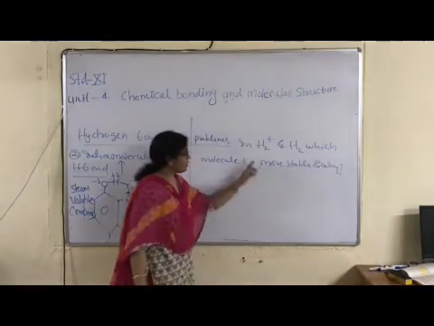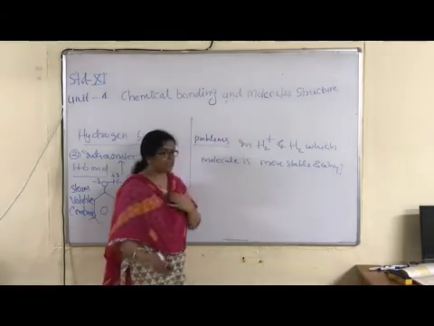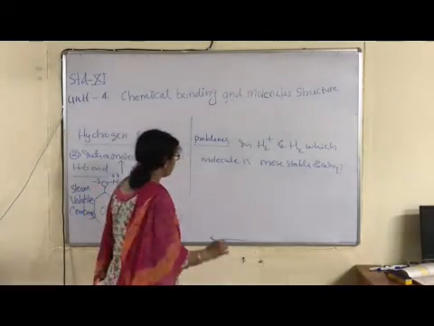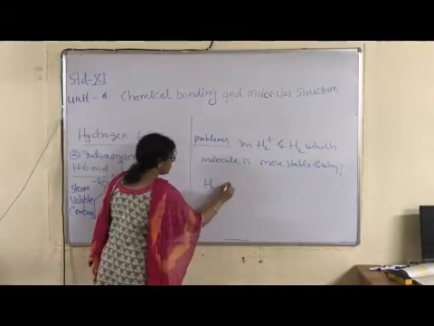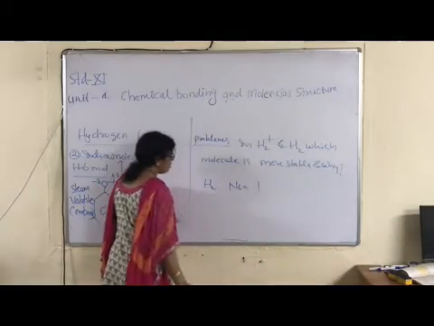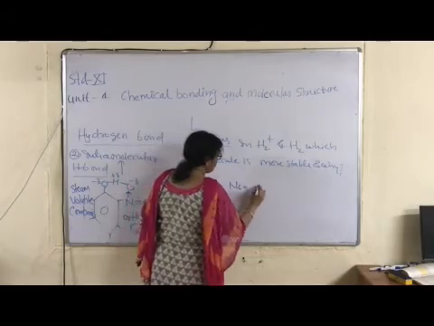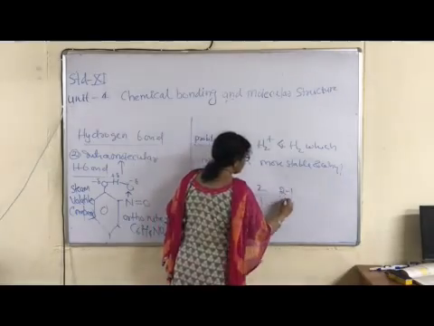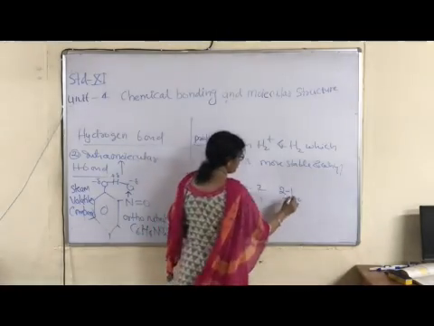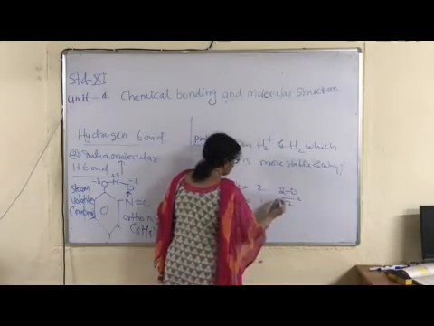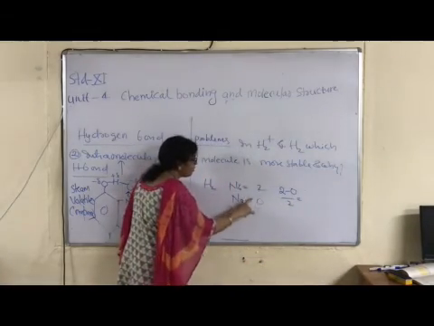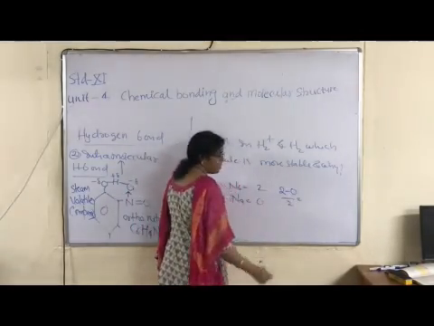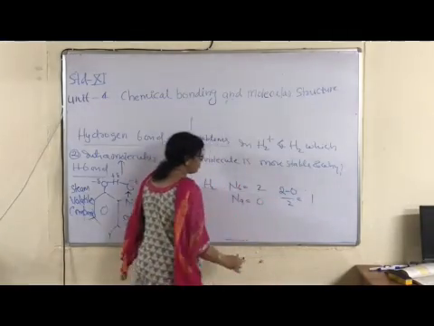In hydrogen molecular ion and hydrogen molecule, which molecule is more stable and why? Answer is based on bond order, right? In case of H2, Nb is equal to 2, only bonding electrons are present, and Na is equal to 0. Sorry, anti-bonding is 0. Bonding is equal to 2. Anti-bonding is equal to 0. 2 minus 0 upon 2 is equal to 1. Right? Its bond order is 1.